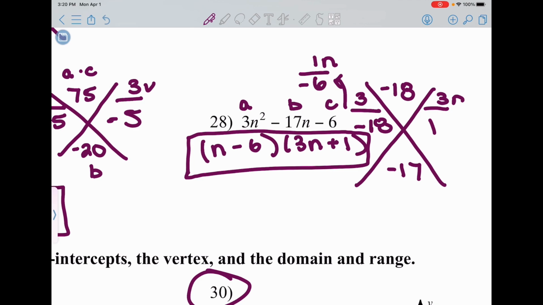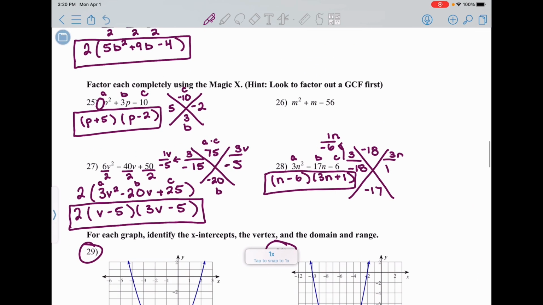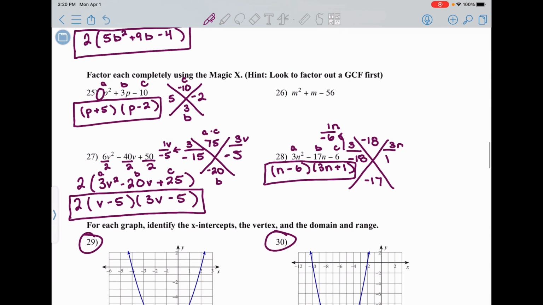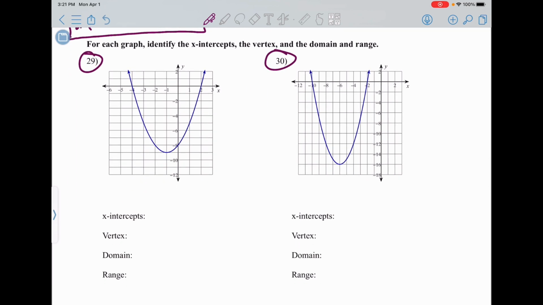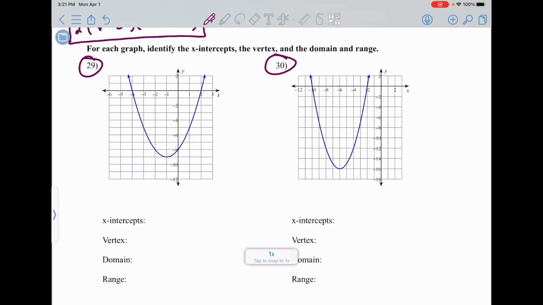Let's move on now to talk about parabolas. In 29 and 30, we are identifying the x-intercepts, the vertex, and the domain and range. So let's start with 29. Our x-intercepts are where we cross the x-axis. And so it looks like I cross the x-axis in two places, at negative 4 and 2.